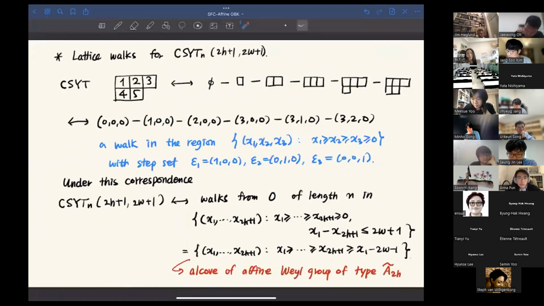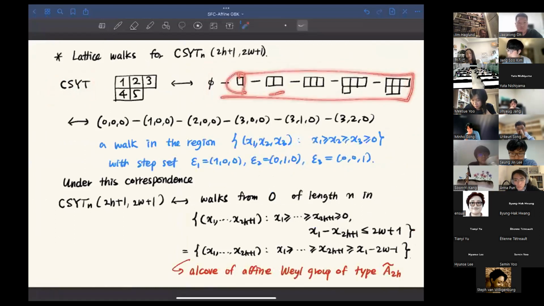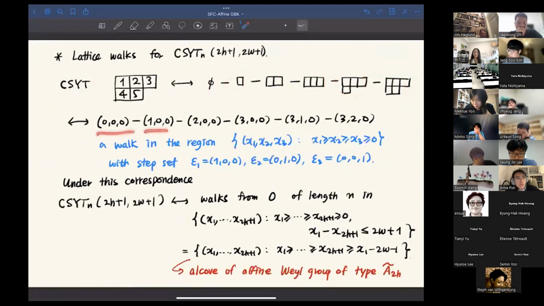So first, a cylindric Young tableau is, after all, a standard Young tableau. So it can be written as a sequence of Young diagrams, just like we saw 2 slides before. And because a partition is just a sequence of numbers, we can think of this as a sequence of points in R3. So this is basically a walk in the region.